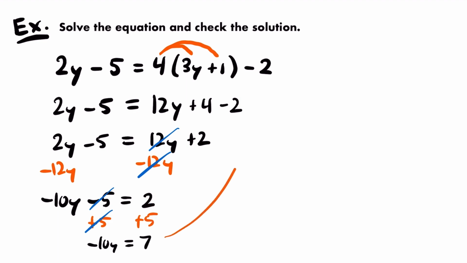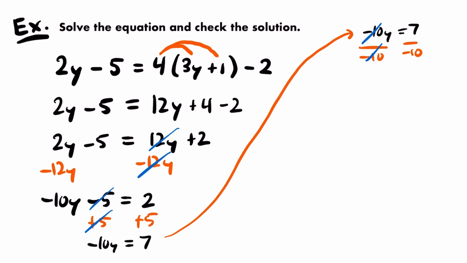And so to finish our solution here, I'm going to take our work over here. The equation we have right now is negative 10y equals 7, and we can solve for y by dividing both sides of the equation by the coefficient of that variable term. So if we divide both sides by negative 10, negative 10 divided by itself is 1. 1 times y is y, so we get y is equal to negative 7/10, right?